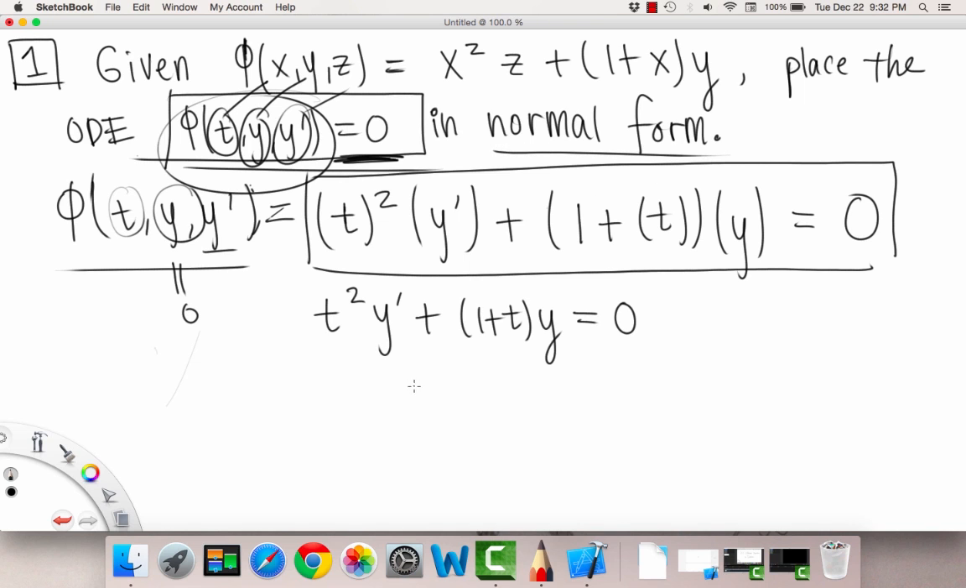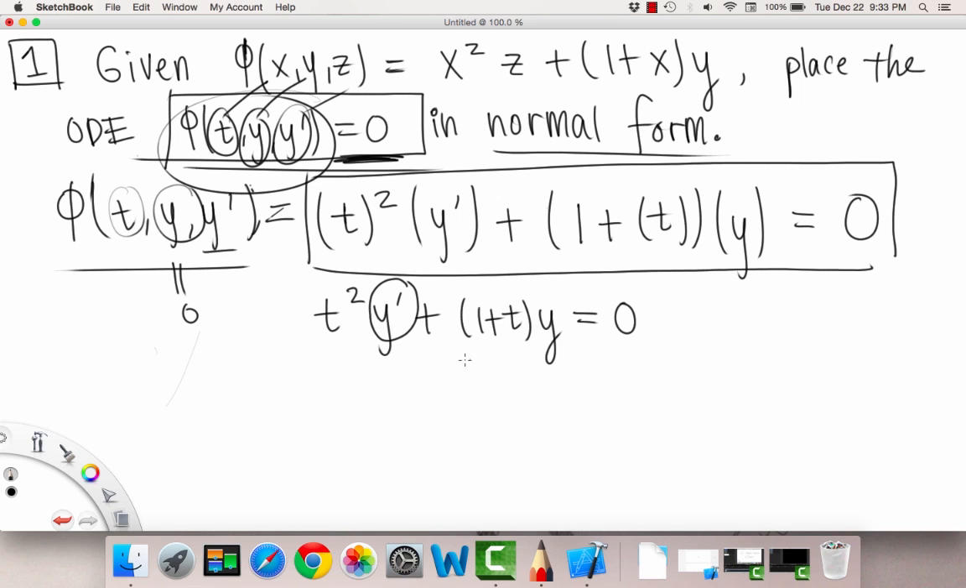Okay, and just a reminder, normal form means you find the highest derivative that occurs in your equation. So in ours, that'll be y prime. This is the first derivative, right? And we're going to isolate it. We're basically just going to get it by itself on its own side of the equal sign.